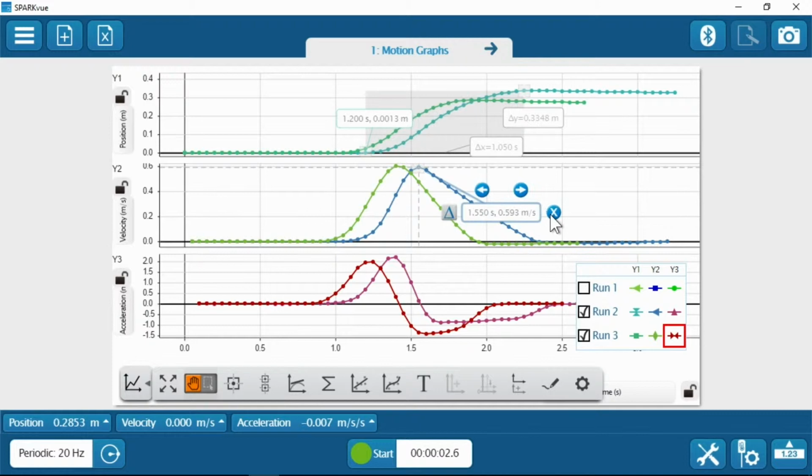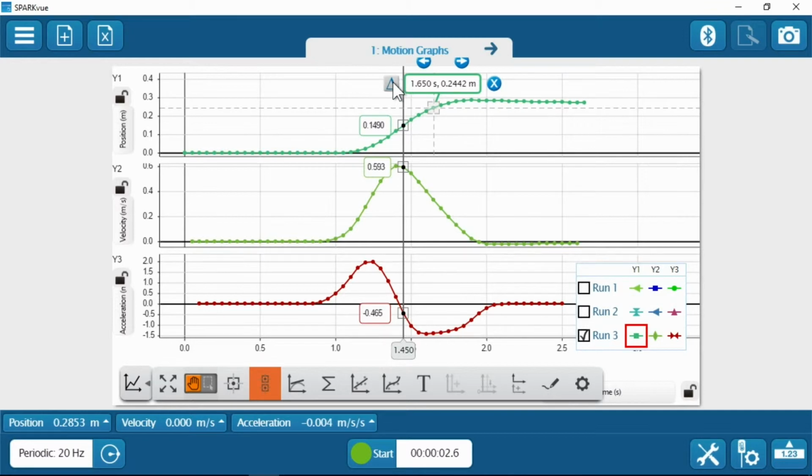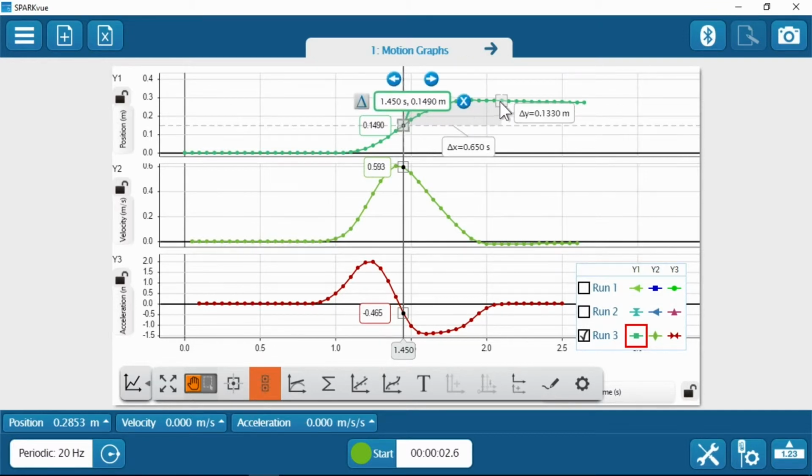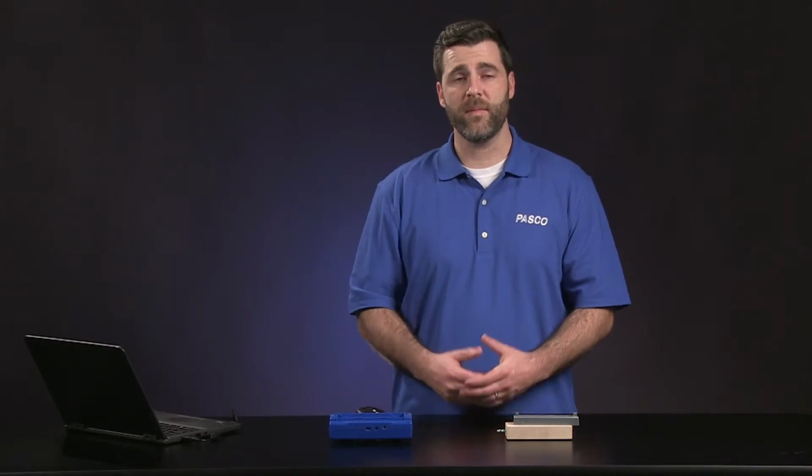The initial velocity in the previous run here was 0.593 meters per second. So observing this data, we find where the velocity was approximately equal to 0.593. There we go. And then we measured the stopping distance from that point on the position graph to where the position stabilized. This measured distance should be approximately equal to the stopping distance in their prediction.